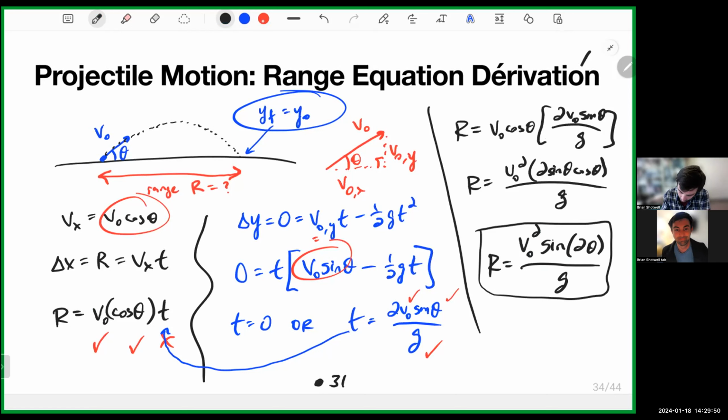Something to keep in mind here is that it becomes clear with this formula that the maximum range for a given speed, for a given v naught, so say v naught is constant and then g is constant. Imagine you're allowed to change the angle of the projectile. The maximum value that sine of something can have is 1, and that happens when the argument is 90 degrees. So the maximum range happens when 2 theta is 90 degrees, or when theta is 45 degrees. So in the absence of air resistance, you want to launch a projectile at 45 degrees to maximize how far it will go in the horizontal direction.